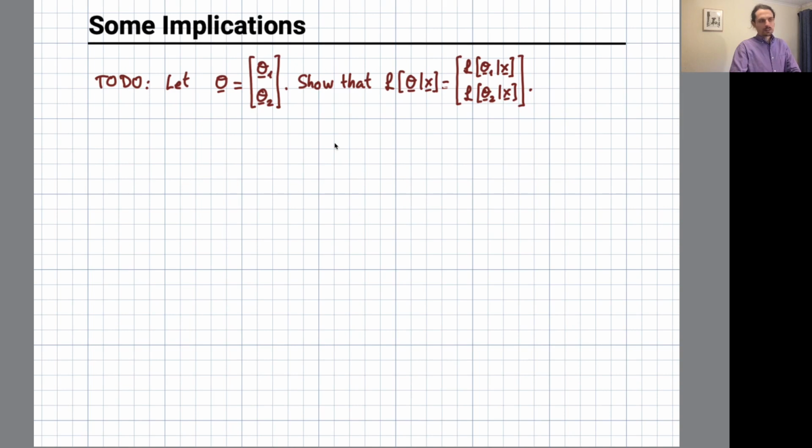Okay, so let's see some of the implications of these properties. Here we have an exercise where the parameter vector is defined by two blocks, so two subvectors stacked vertically. And the goal is to show that the LMSE estimator of theta is just the result of stacking vertically the LMSE estimators of each subvector. So this is very simple. It just needs care with the block notation.